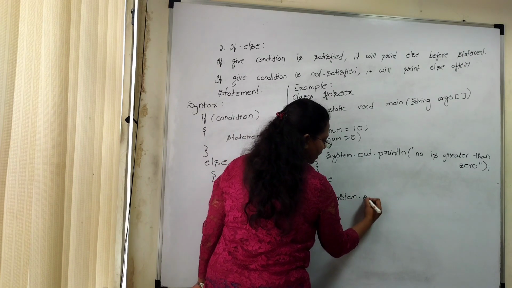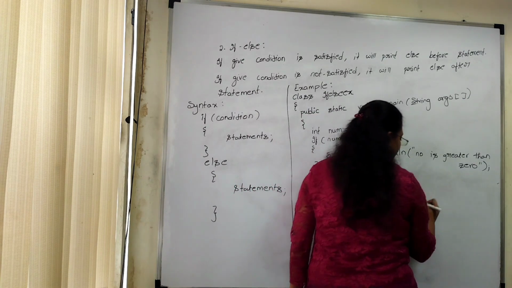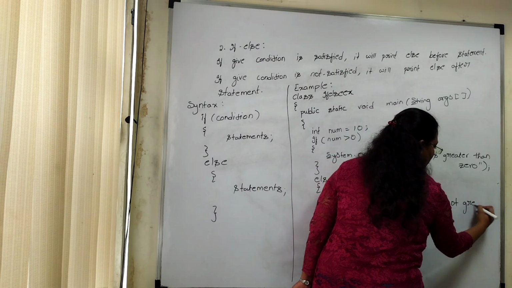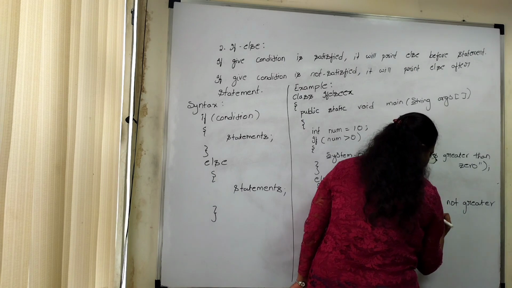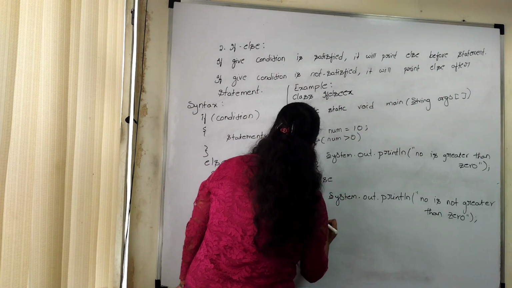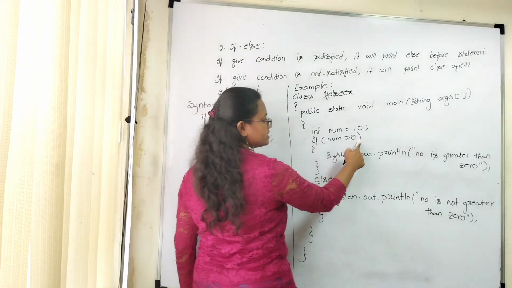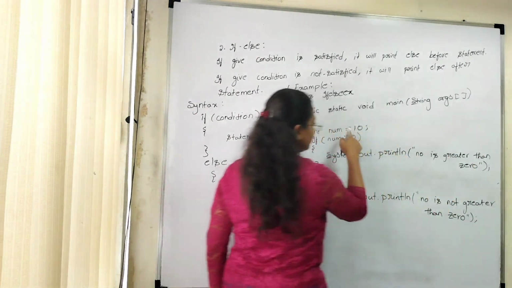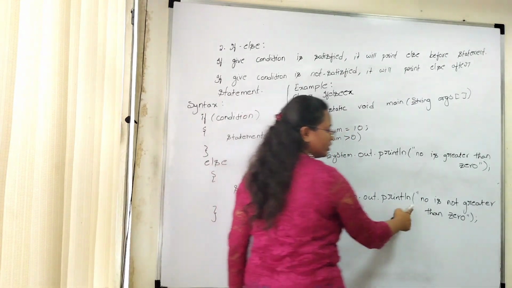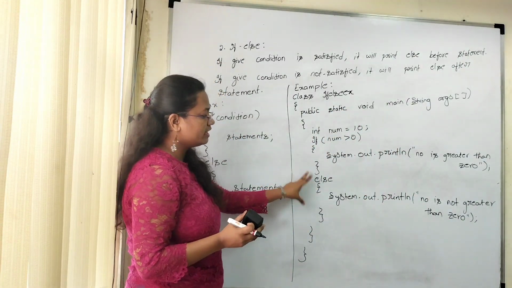So if this condition is false, it will go to the else block and it is going to print System.out.println of "number is not greater than 0", okay. So like that you are going to represent an if else statement. See here, if 10 is greater than 0, it prints number is greater than 0. If you give minus 10, the condition fails, then it will go to the else part and print number is not greater than 0, okay.